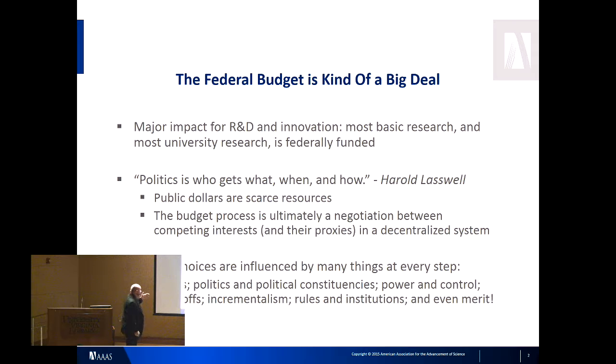It's fundamentally about negotiation at many steps of the process. It's a multi-step process, and at every point a key theme running throughout is negotiation. Often negotiation between people that have very different value systems and different ideas about what government should be doing. And when government makes choices, whether it's the executive branch or the legislative branch, those choices are influenced by many different things.